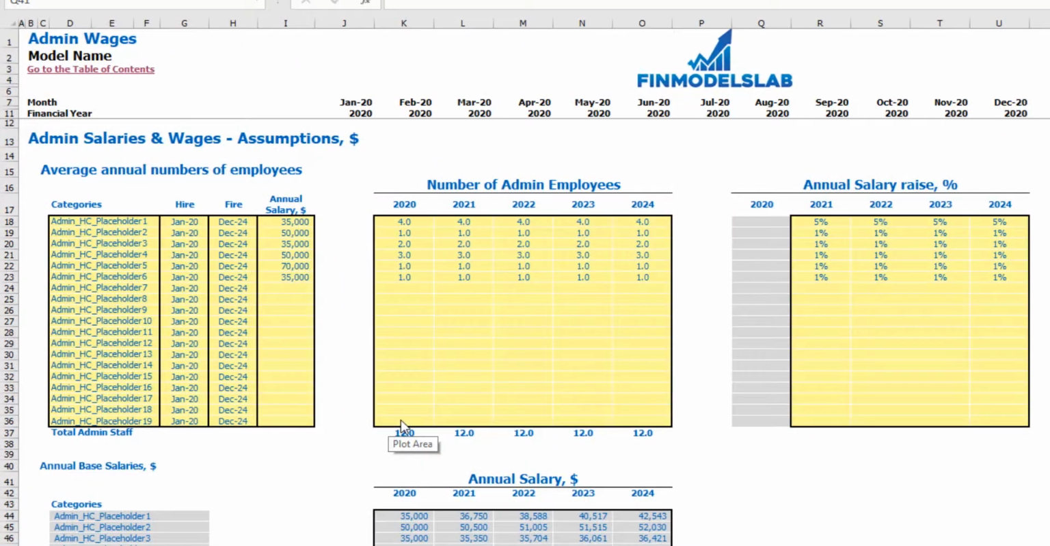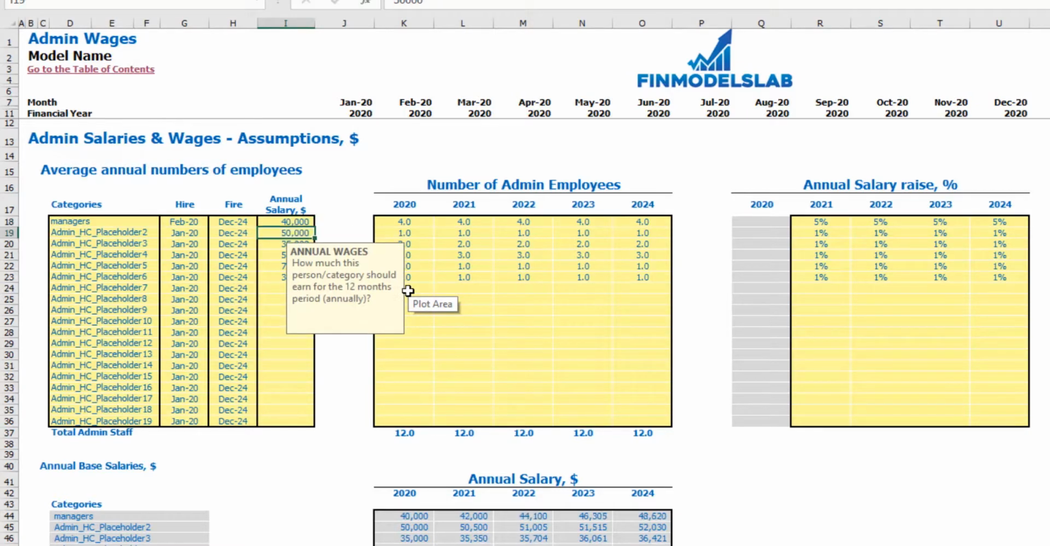On the admin wages tab you can set up to 19 categories for your admin staff. Let me show you how it works. For example, managers, with hire date starting, for example, from February 20 till the end of the model. You can adjust annual salary per one headcount, can be, for example, $40,000.